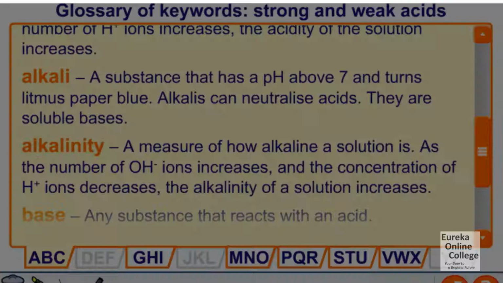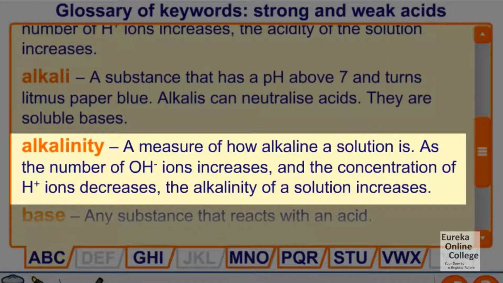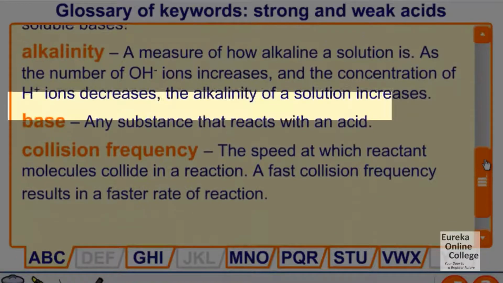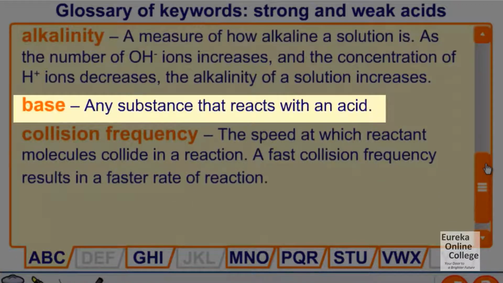Alkalinity is a measure of how alkaline a solution is. So as the number of OH- ions increases, the concentration of the H+ will decrease. Okay, so this means that the solution becomes more alkaline or has a higher alkalinity. A base is any substance that can react with an acid to neutralise it.